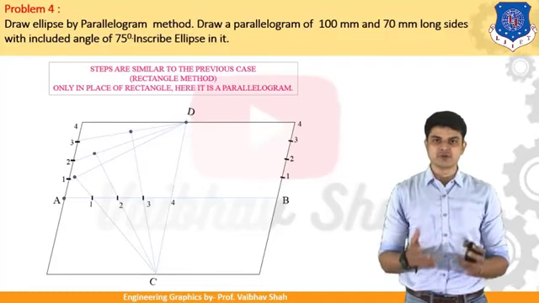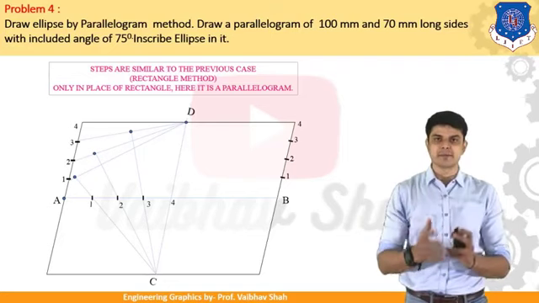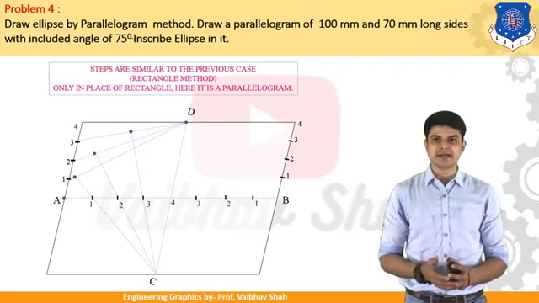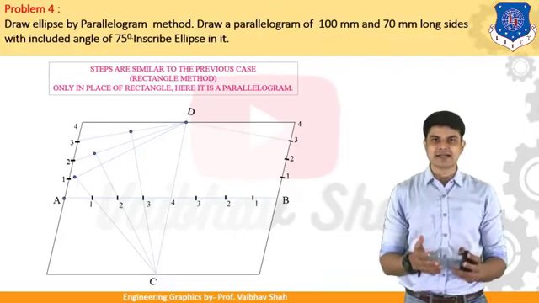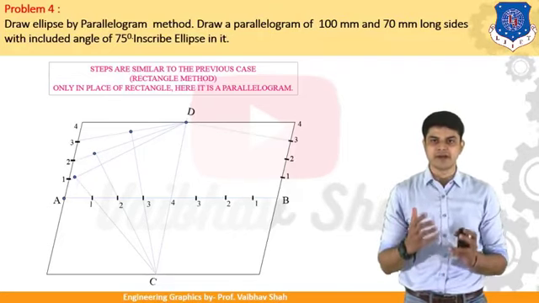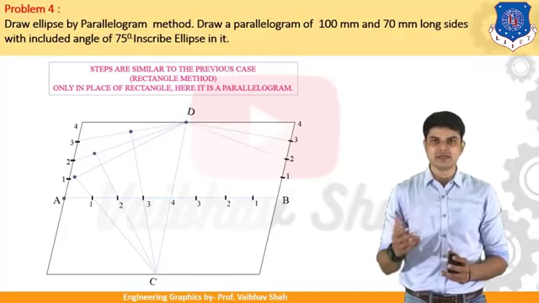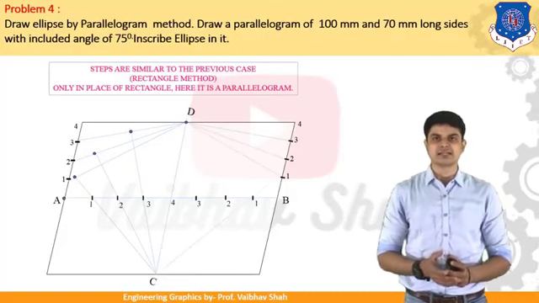So what we need to do? We need to divide this vertical space into 4 equal parts. Then we need to divide this horizontal space also into 4 equal parts. Then let us start joining the points to your point D. So 3 to D, 2 is connected with D and 1 is connected with D.